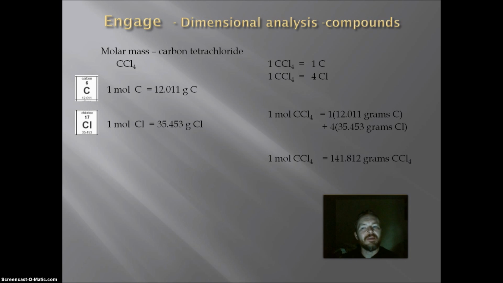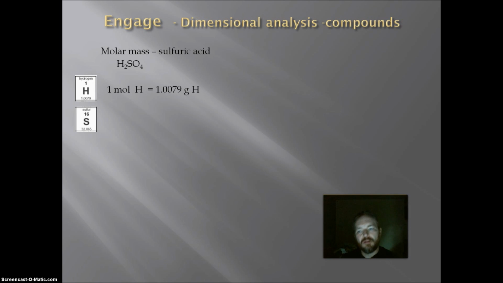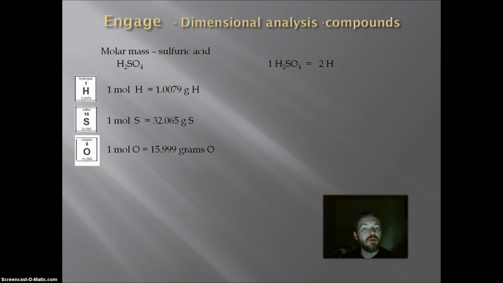This works for anything that we can write a formula for. So let's do an acid. Sulfuric acid. Knowing our nomenclature rules for sulfuric acid, we know that the formula becomes H2SO4. So let's look at the periodic table. Hydrogen. 1 mole of hydrogen is 1.079 grams of hydrogen. Sulfur. 1 mole of sulfur is 32.065 grams of sulfur. Oxygen. 1 mole of oxygen is 15.999 grams of oxygen. Formula for sulfuric acid says that there are 2 hydrogen, 1 sulfur, and 4 oxygen found within that compound.